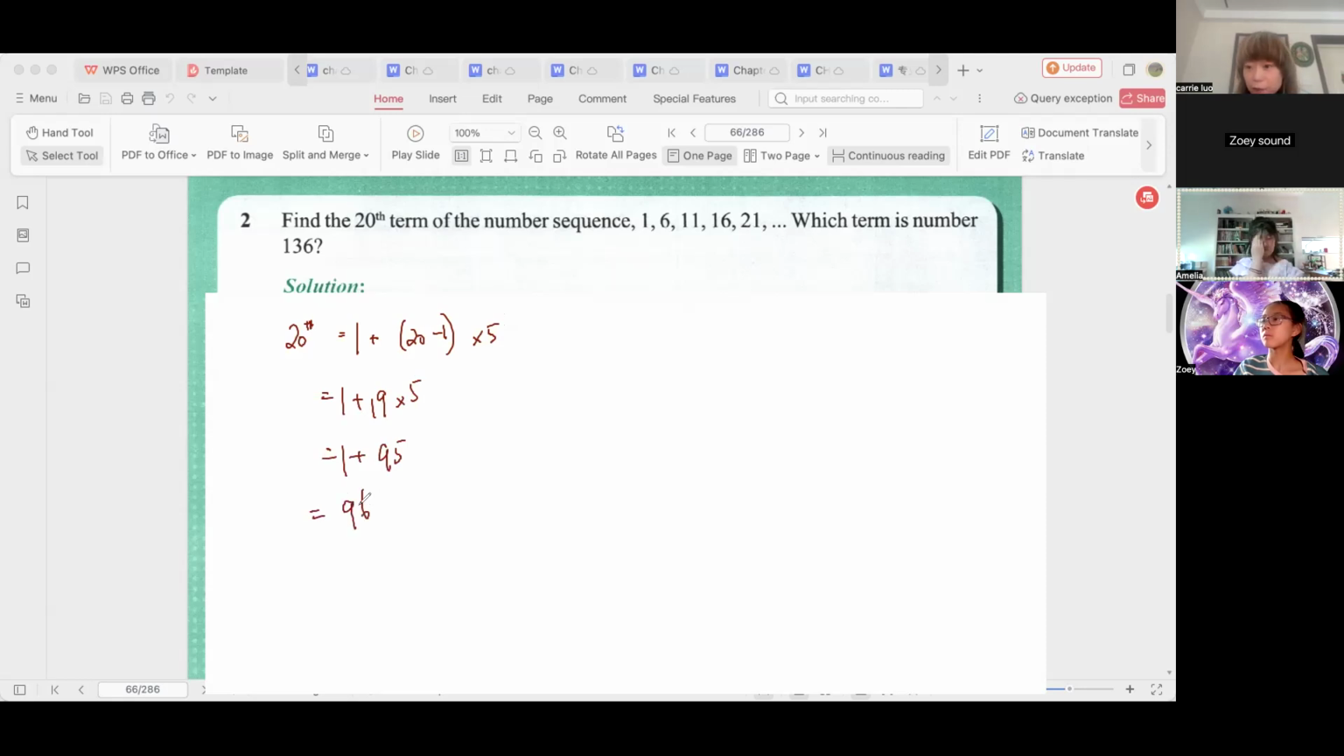Did you get the answer? So Amelia, which part are you making mistakes? I did 1 plus 19 first. 1 plus 19? So you forgot the order of operations. So when we have the multiplication, we have to do the multiplication first.